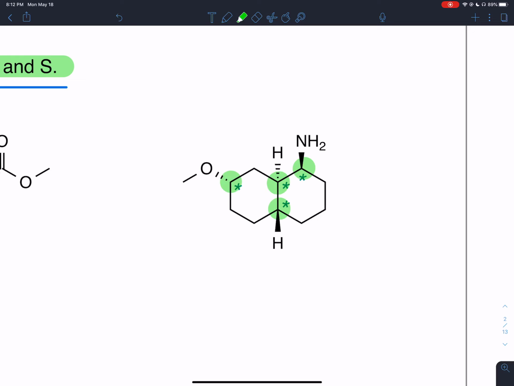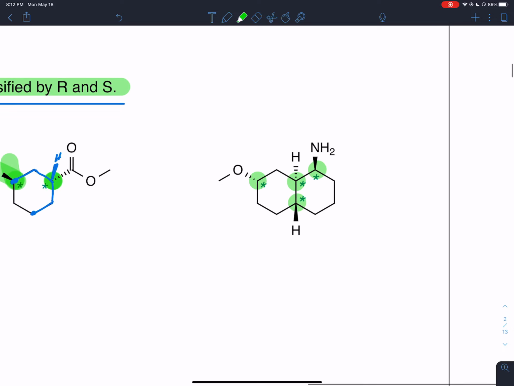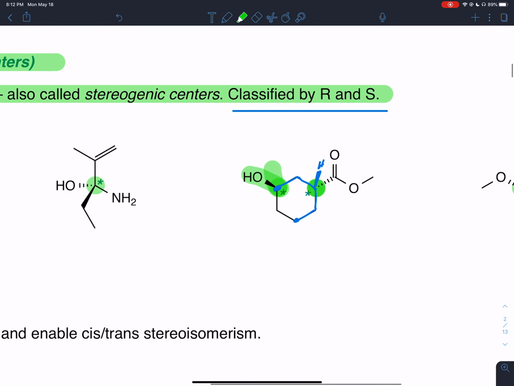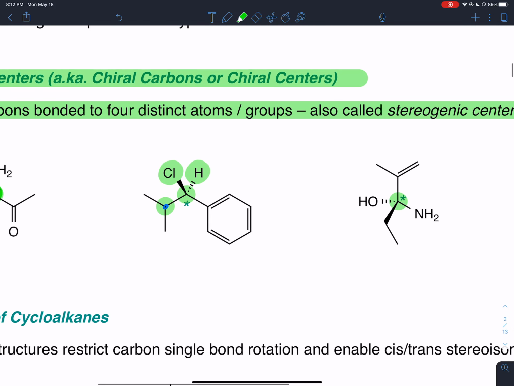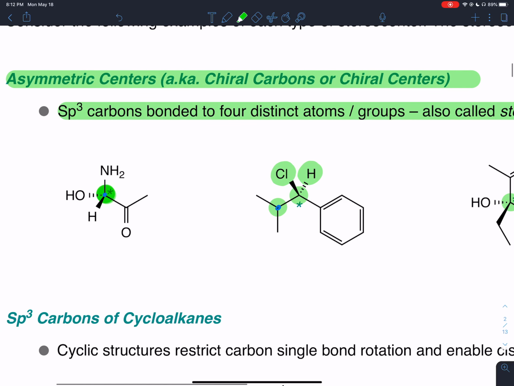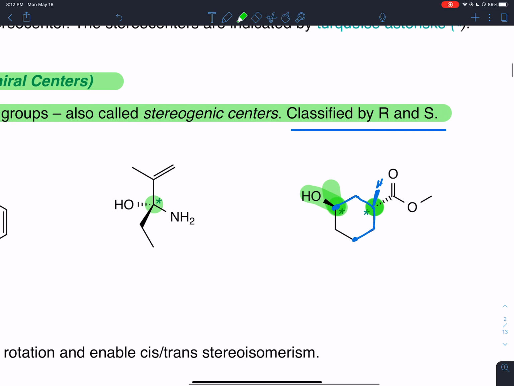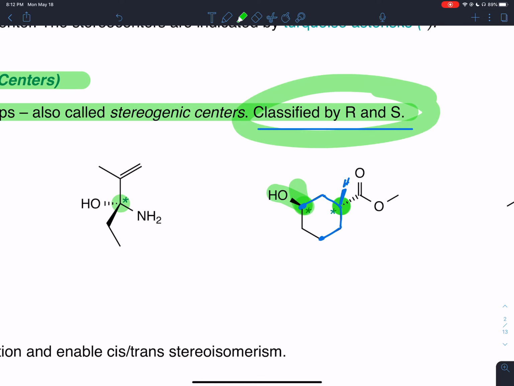Your eye should be drawn to these solid and these dash wedge groups, but don't always rely on seeing solid and dash wedges, because it might be the case that your professor puts groups in the plane of the page with no perspective and is making you rely on your ability to distinguish those 4 groups as being different without the stereochemistry. Okay? But again, asymmetric centers are carbons that are bonded to 4 distinct atoms or groups. They have to be sp3 hybridized, and we will ultimately learn how to classify them as R and S.